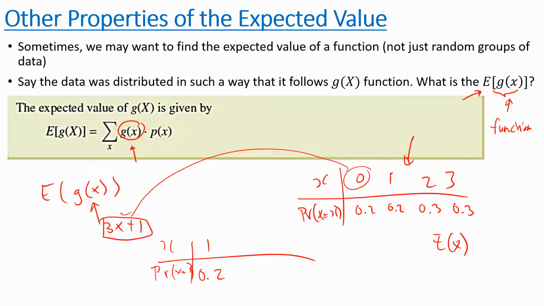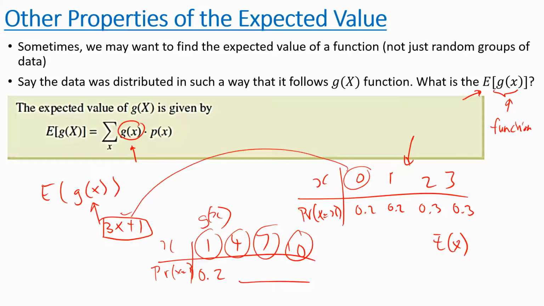Instead of 0, it becomes 1. Instead of 1, it now becomes 4. Instead of 2, it becomes 7. And instead of 3, it becomes 10. But your probabilities stay the same. It's just that the values of these are all now g of x.